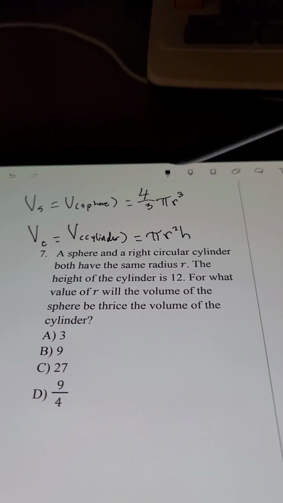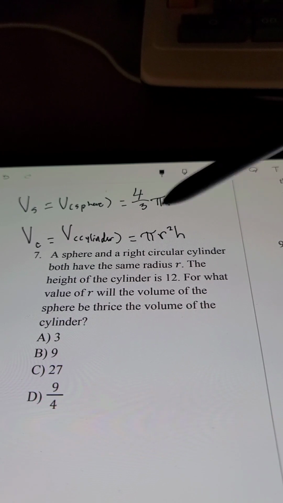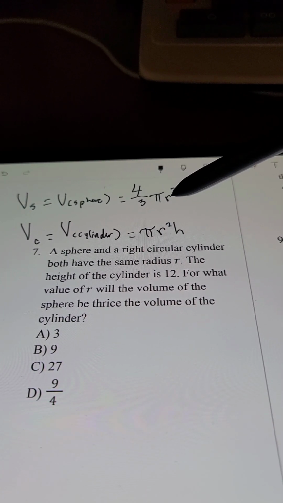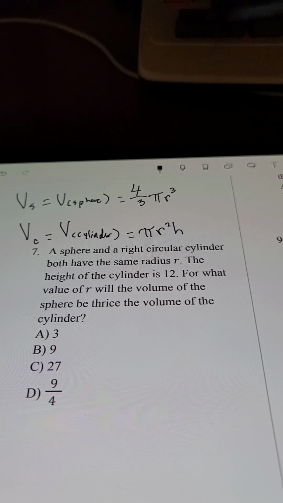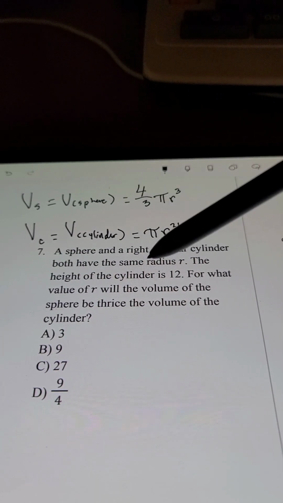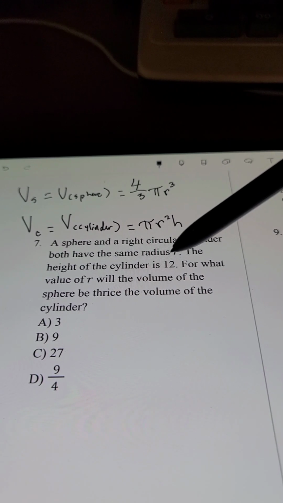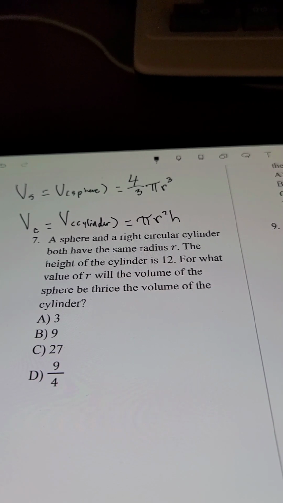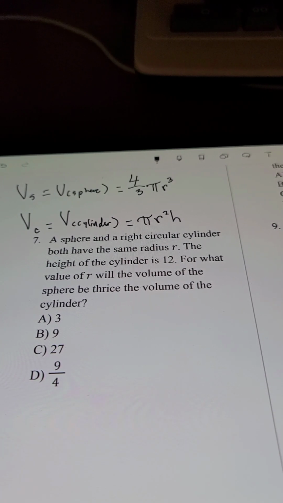So now it's important to remember in these types of problems, the radius for each of these could be different, but this specific problem is telling you that the radius is the same, so we can just treat these r's as the same r. But it could be different in another problem. Just be aware of that.